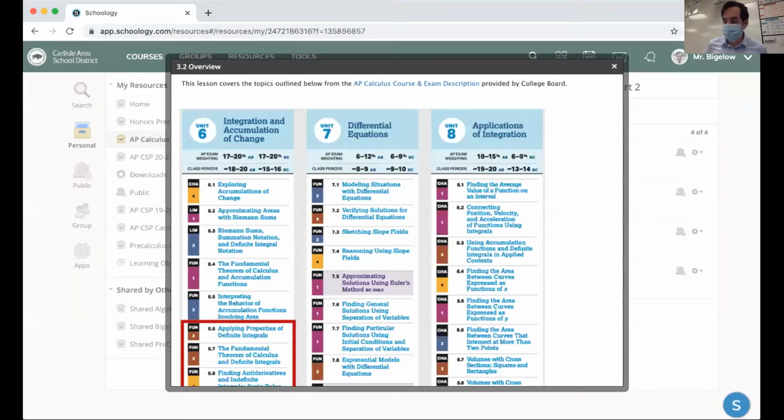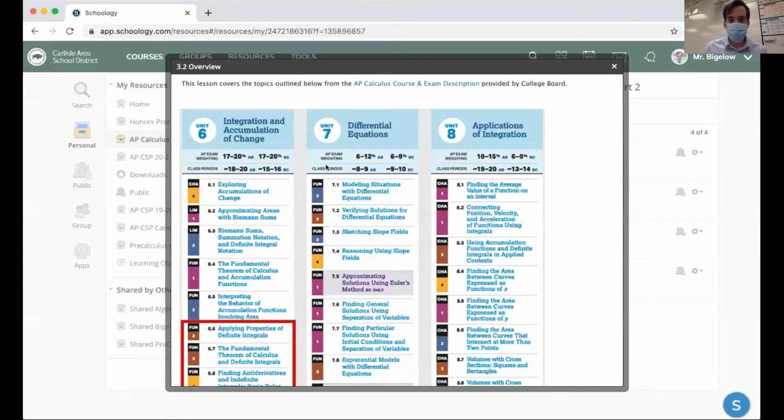Hello, Calc BC. Today we're going to be starting lesson 3.2. This is integration part 2. Today we're going to be talking specifically about the second fundamental theorem of calculus and then digging deep into definite integrals and talking about natural logs for derivatives and integrals.